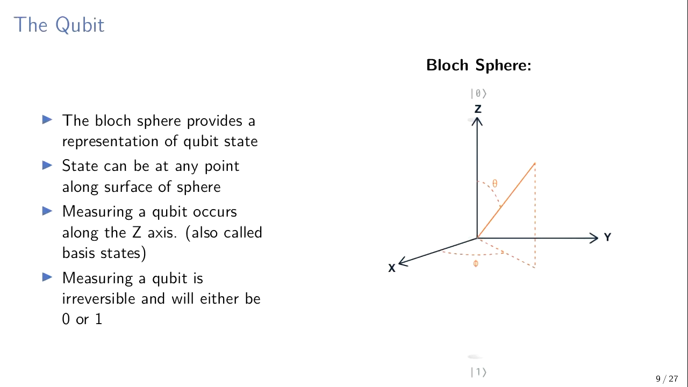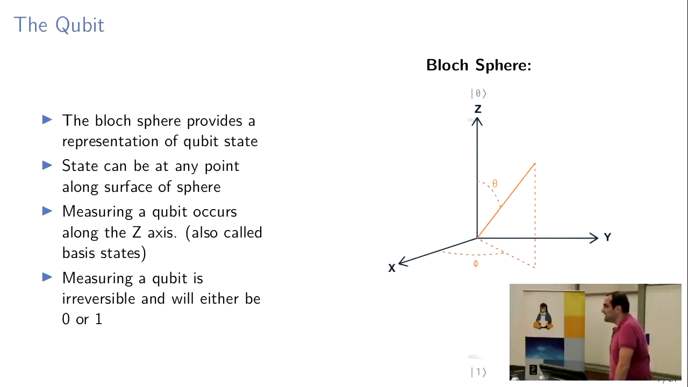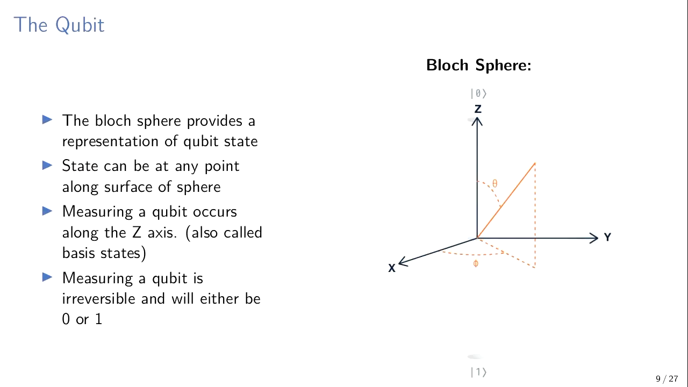And to start, we need to talk about the qubit, or the quantum bit. The easiest way to think about a quantum bit or a qubit is using the Bloch sphere, which is that sphere on the right. You can think of the state of the qubit as being any point along the surface of that sphere. And when you perform operations on a qubit, you're basically moving the vector, which is represented by that orange line, around the surface of the sphere.